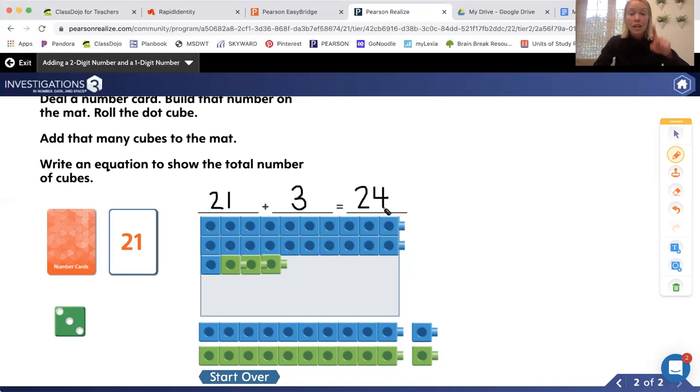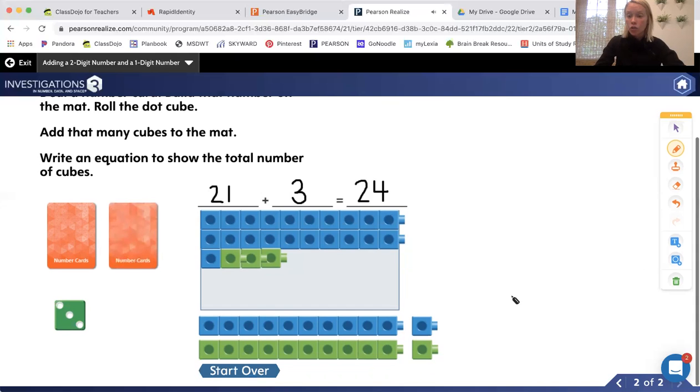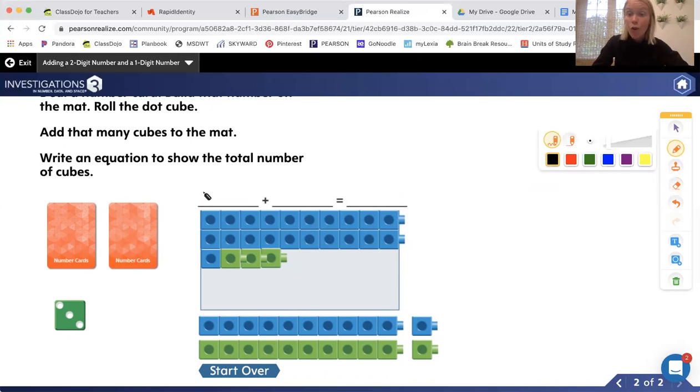Okay, so now I'm going to leave this and I'm just going to roll my dice. Okay, so I'm going to flip this over and I'm going to, I think this is the eraser, erase my equation. And now, before I roll the dice, how many am I starting with? 24, which is what we just made. So I'm starting with 24. And now I'm going to roll the dice.